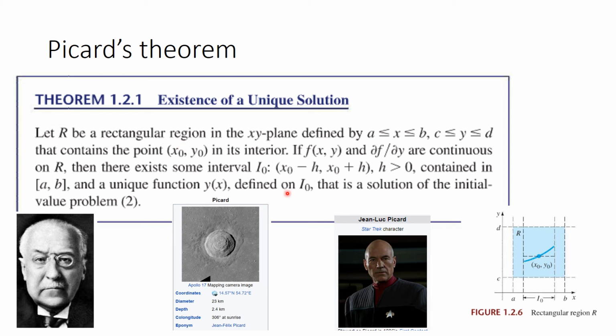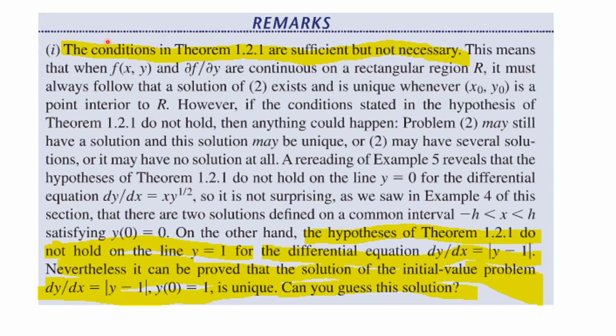Let R be a rectangular region in the xy plane defined this way, and this contains the initial value. If the right-hand side, which is f of x, y, and the first partial of f with respect to y are continuous on R, then there does exist some interval, I0, about x0, contained in (a, b), and a unique function y defined on I0 that is a solution. I'm not going to ask you to prove this, but I am going to ask you to interpret this in some problems as we go forward. It is worth noting that the conditions in Picard's theorem are sufficient, but not necessary.